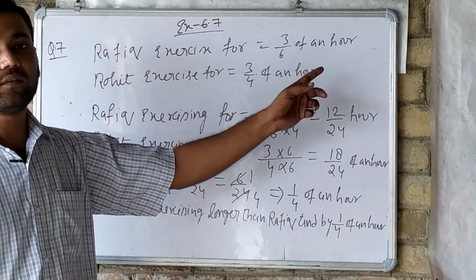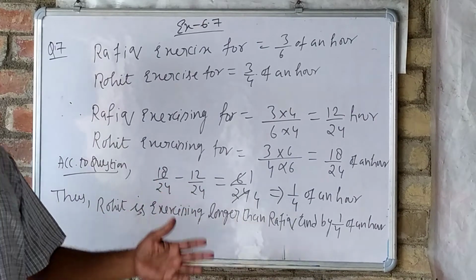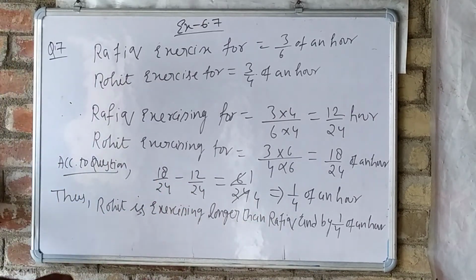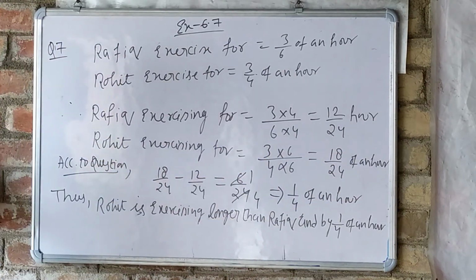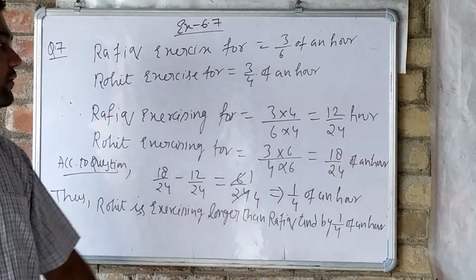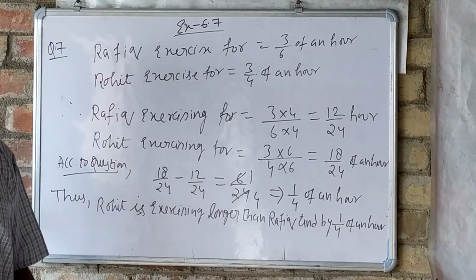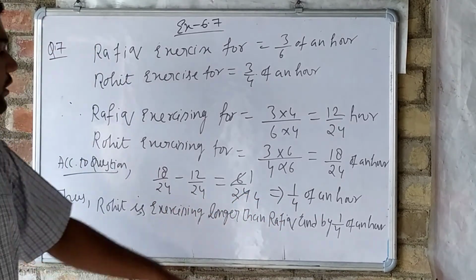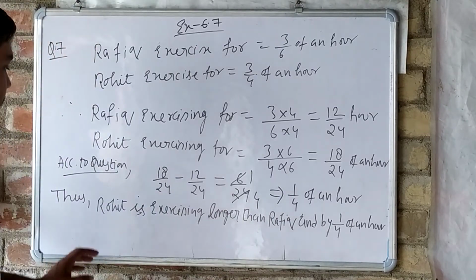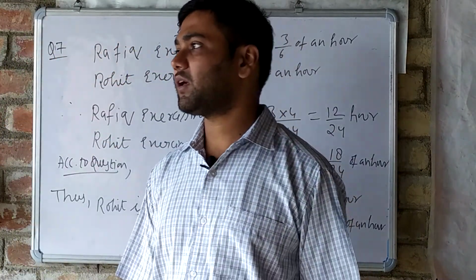Rafiq exercised 3 by 6 of an hour. Rohit 3 by 4 of an hour. We have to find who is exercising for a longer time. So for doing that, we will make the denominator same. After making the denominator same, we can easily see that Rohit is exercising for a longer time. Now we have to find also for how long. For that we will subtract, and after subtracting we get that Rohit is exercising 1 by 4 of an hour longer than Rafiq. So this is the solution of question number 7.